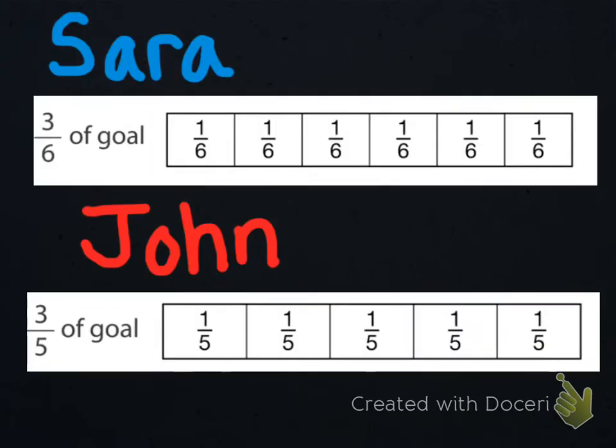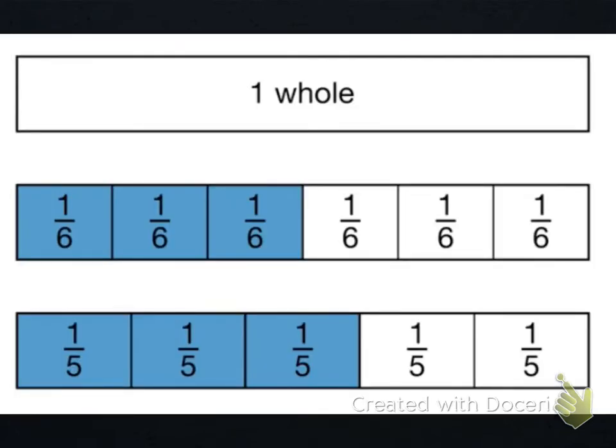So for Sarah, we want to take that whole and put it into 6 equal parts. Remember, when we're doing fraction of an area, the parts need to be equal. For John, his denominator is 5, so we are going to split that same whole into 5 equal parts. So the size of the whole does not change. It's the exact same shape and size. Just how we've split it up has changed, because Sarah has 6 parts to her whole and John has 5 parts to his whole.